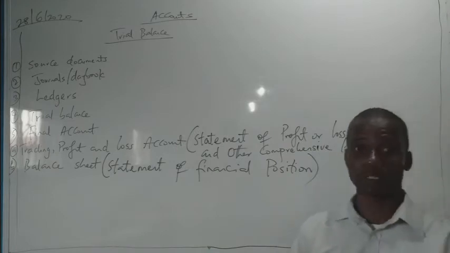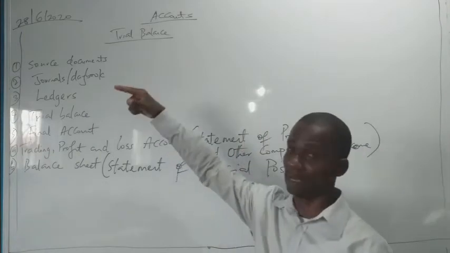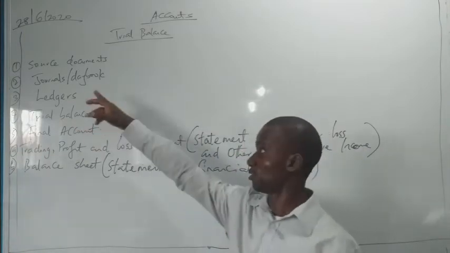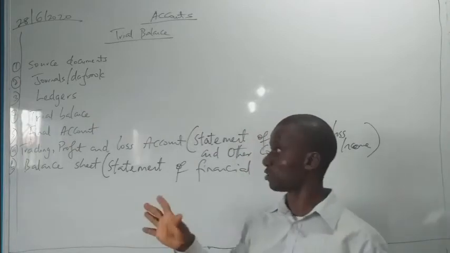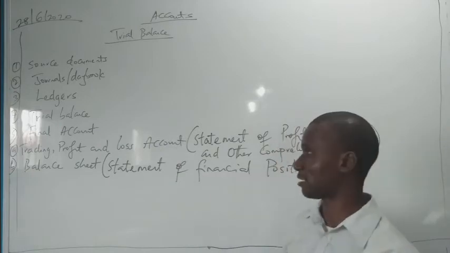We'll continue from where we stopped the last time, because we started with a source document. We went through the journal, which is the label. We went to the ledgers. We treated some questions on the ledgers. Today, we'll be looking at the trial balance.